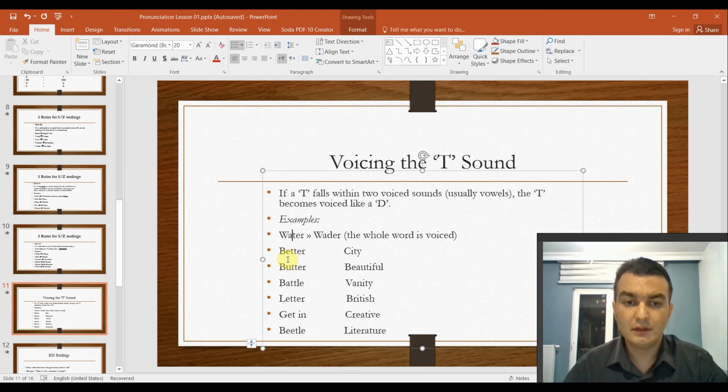Butter, battle, leather, like letter British, letter American. Get in, see, get in British, get in American. Beetle. City British, city American. Beautiful British, beautiful American. Vanity. Creative. Literature. You see, these are the differences. This is only for American English.